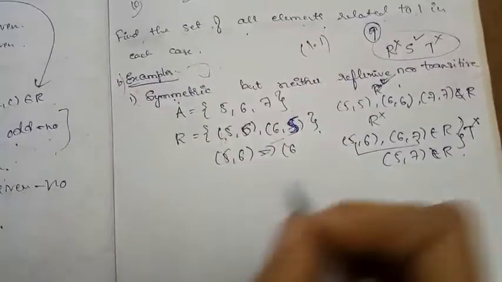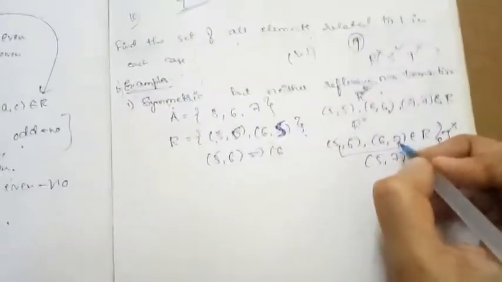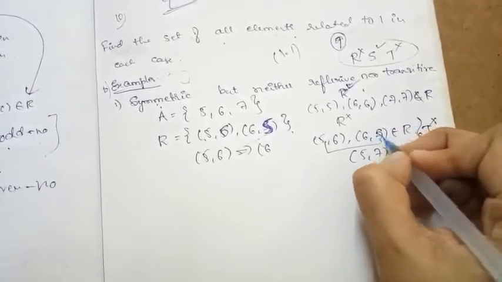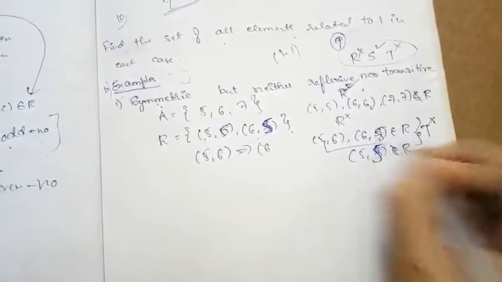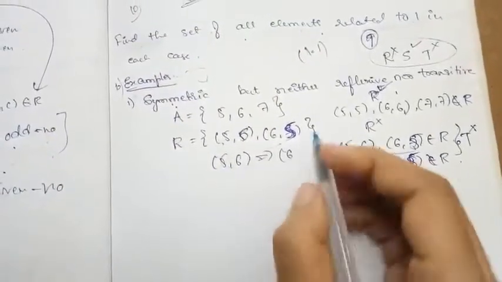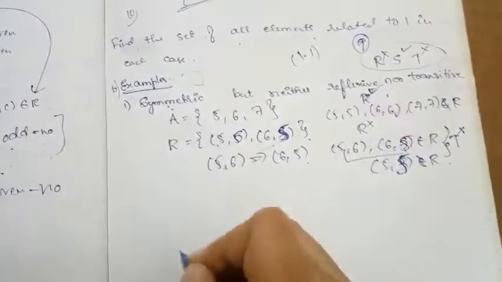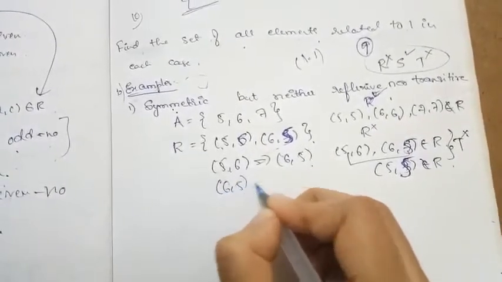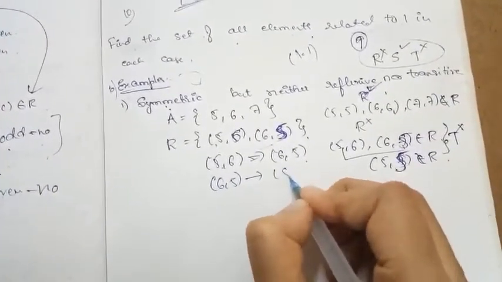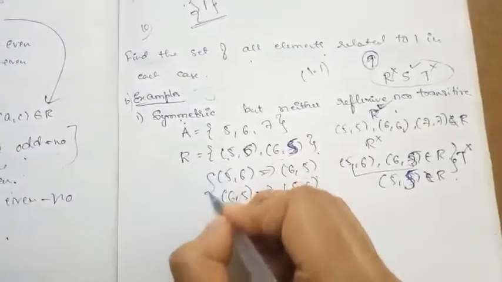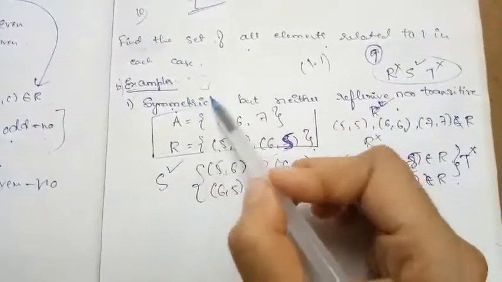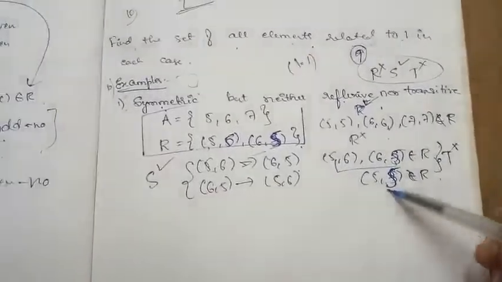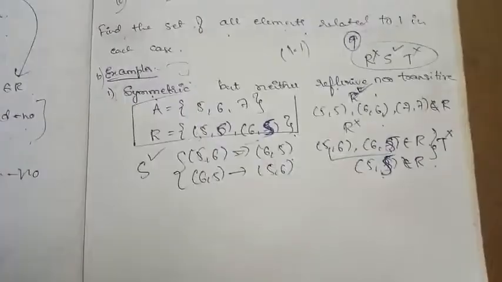Sorry, I have written the relation wrong. Even here also (5, 6), (6, 5). So it becomes (5, 5). Sorry for the mistake. So for (5, 6), the reverse (6, 5) is also belonging to the relation, and for (6, 5), the reverse (5, 6) is also belonging to the relation. So the given relation is symmetric. This relation is a random example which is symmetric, but it is neither reflexive nor transitive.